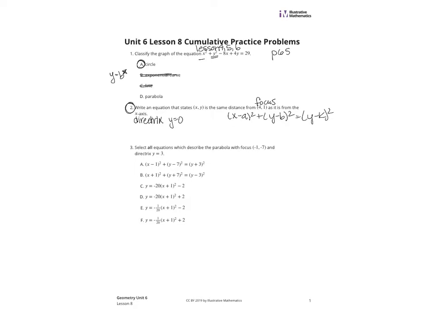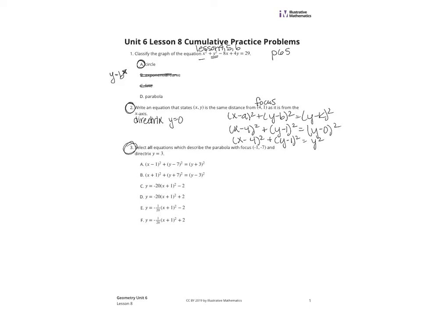So my a, b is the 4, 1. So this is x minus 4 squared plus y minus 1 squared. And then my k is 0, y equals k. So this is y minus 0 squared. You can also write y minus 0 squared as just y squared. So another way to write this answer is x minus 4 squared plus y minus 1 squared equals y squared. They're both the same thing.